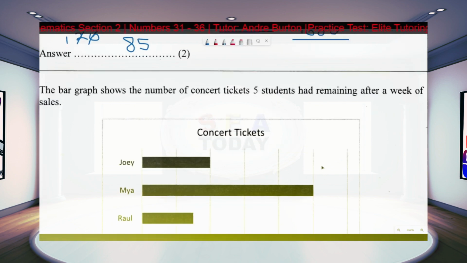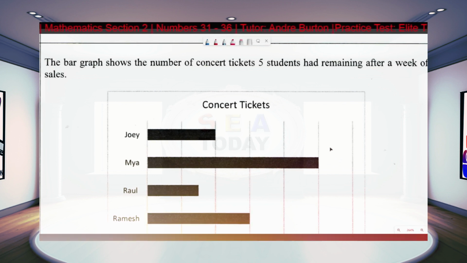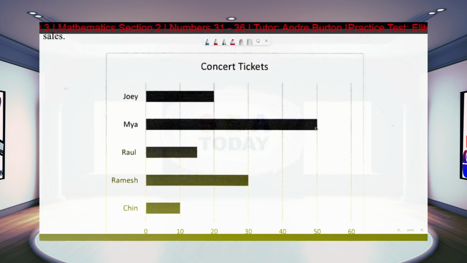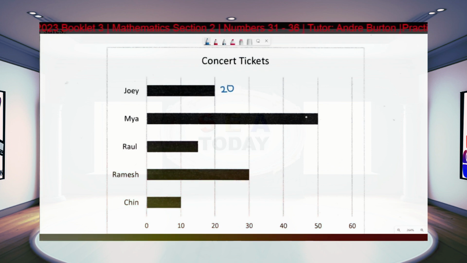Last question for today. The bar graph shows the number of concert tickets 5 students had remaining after a week of sales. So you see Joey, Maya, Raul, Ramesh, and Chin. The tickets remaining for Joey was 20, for Maya is 50. Please do this for all your bar graph questions. For Raul, it is in the middle of 10 and 20, so that would be 15. Ramesh is 30, and Chin is 10. Always write the number at the top of the bar so you can have a very clear picture of what is happening and what is what.